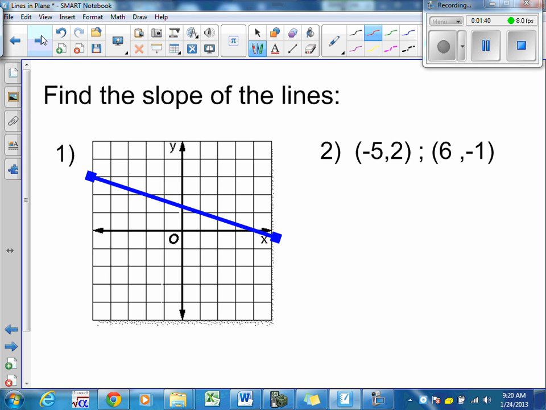So, if we want to find the slope of a line, or of 2 points, what we want to do is try to pick 2 points that are nice, that go right through the intersection, and then figure out, well, what's my rise? 1. What's my run? 3. So my slope is rise over run, 1/3. Now, in a second we're going to talk about if a line is going down, the slope is negative.